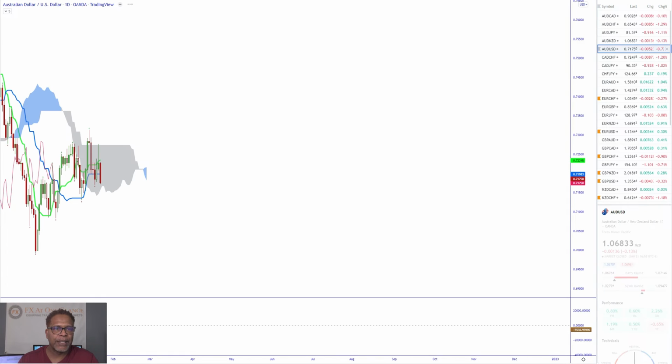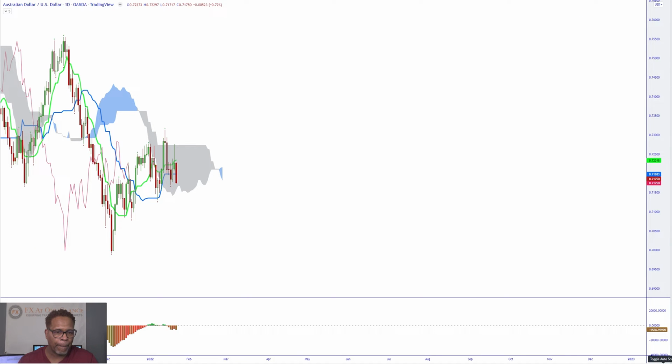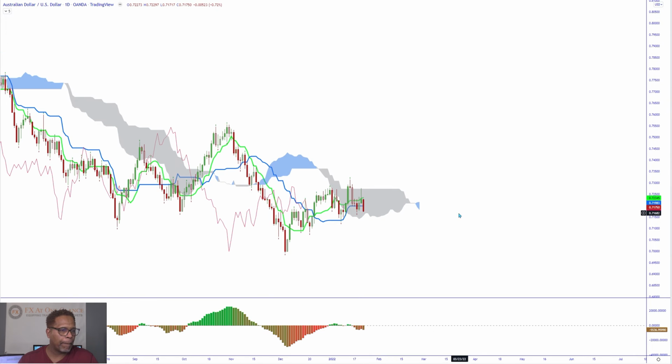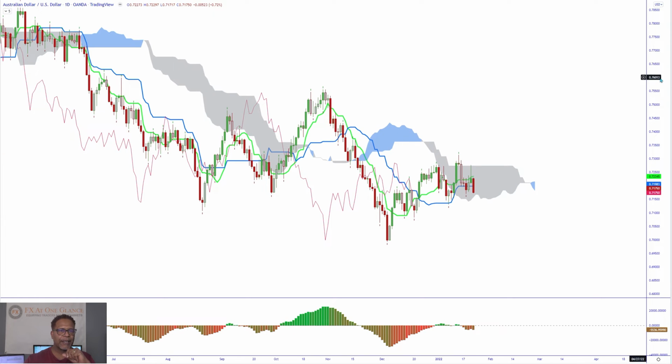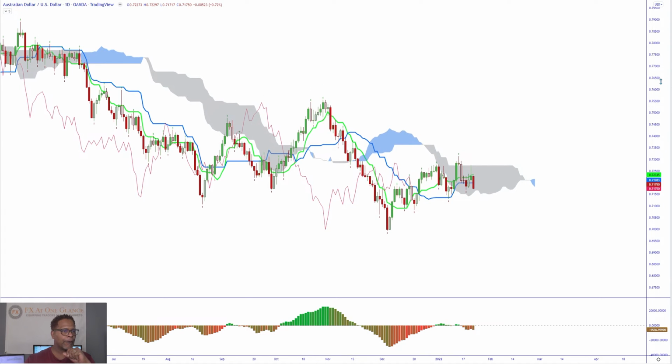Let's go to Aussie USD. So the Aussie USD started to see something on this thing, and then it broke. Kind of like a Y wave, but not real good. We're a little bit flat here. You could see the cloud is flat.